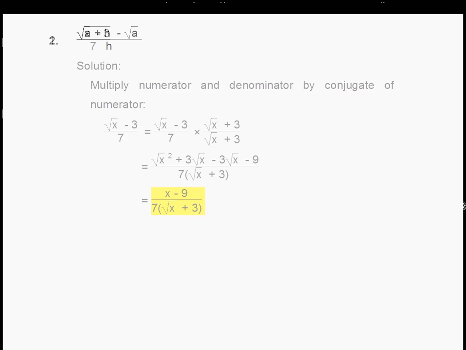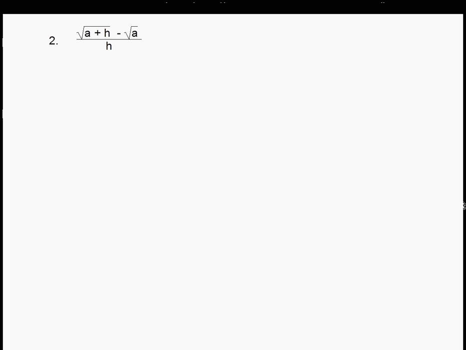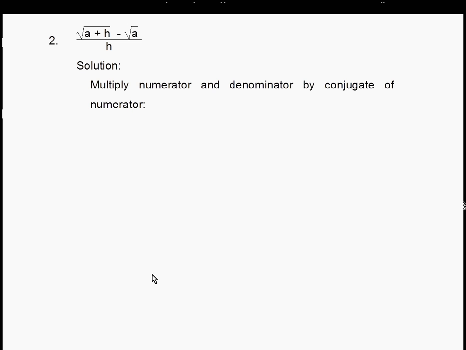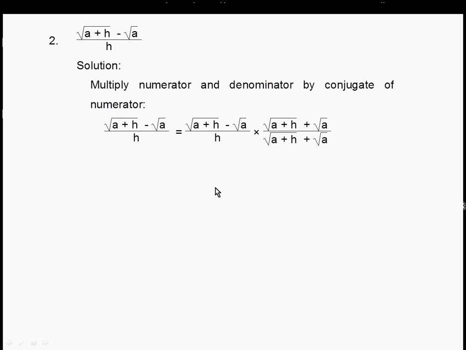Okay, let's take a look at one more. Square root of a plus h minus square root of a, all over h. So we're going to multiply the top and the bottom by the conjugate of the numerator. So the conjugate will be the square root of a plus h plus the square root of a. So my denominator, I'm just going to have h times that thing. In the numerator, do FOIL.